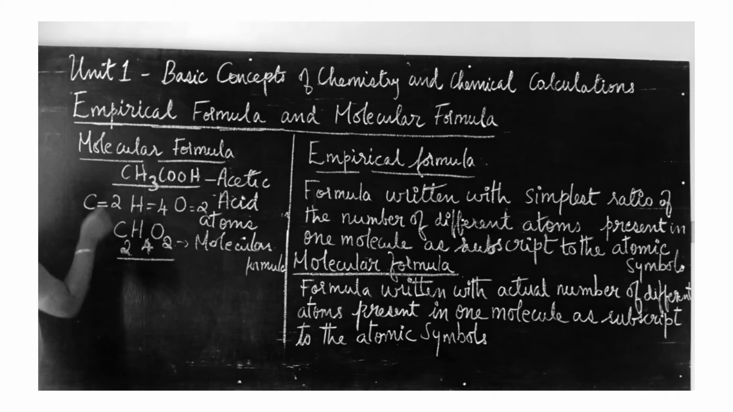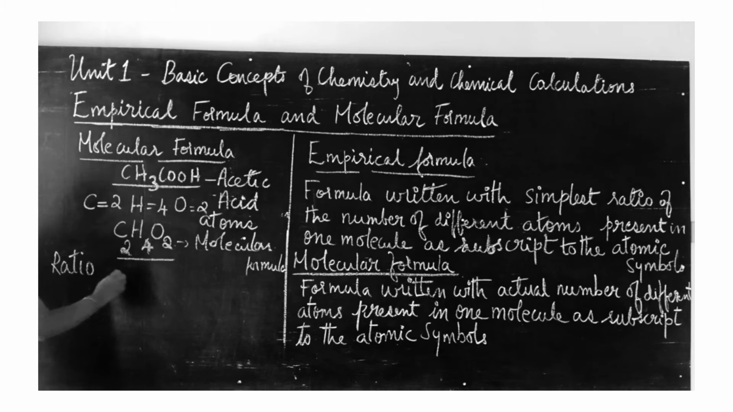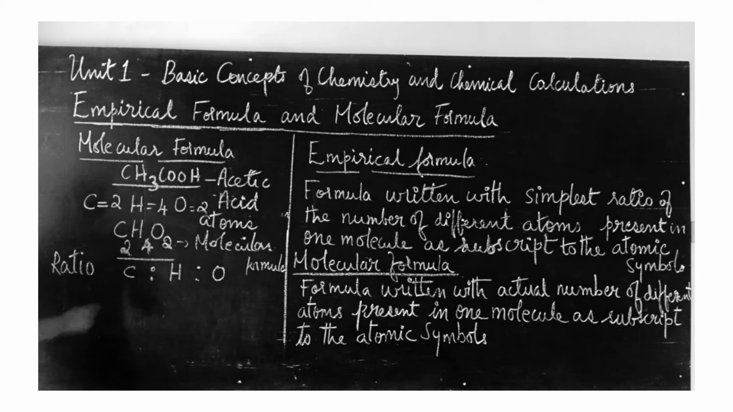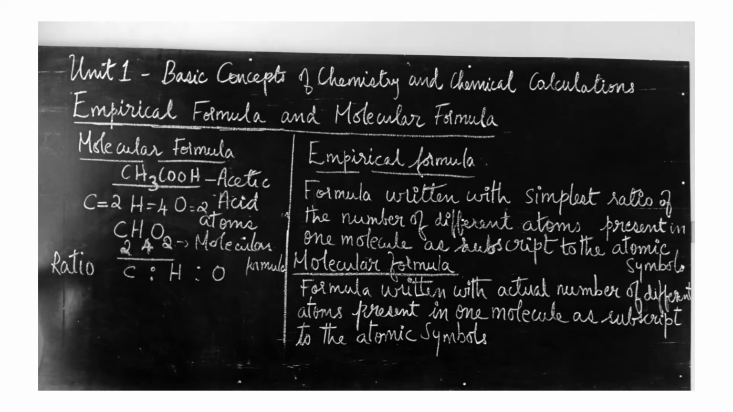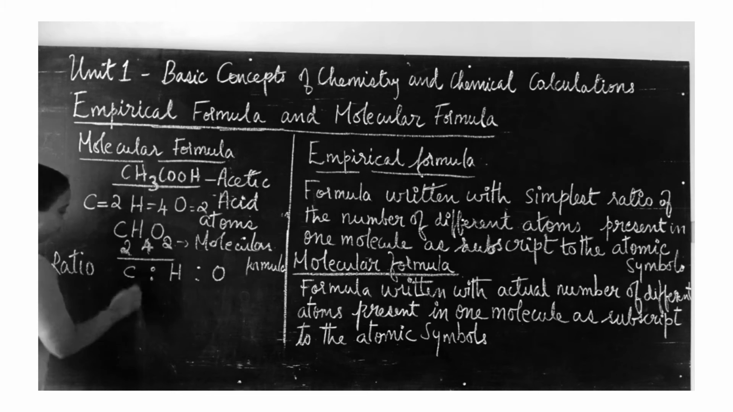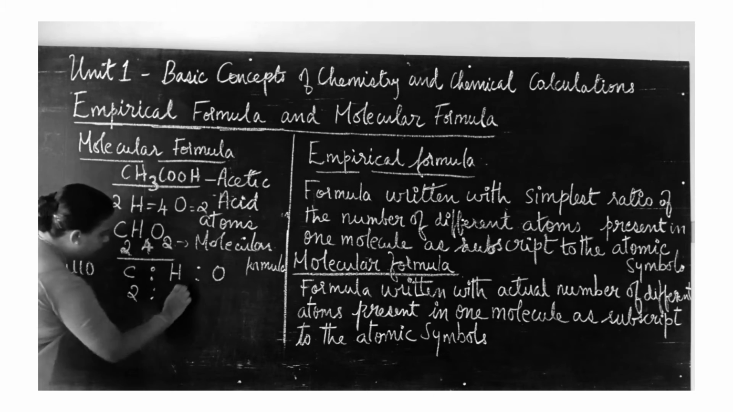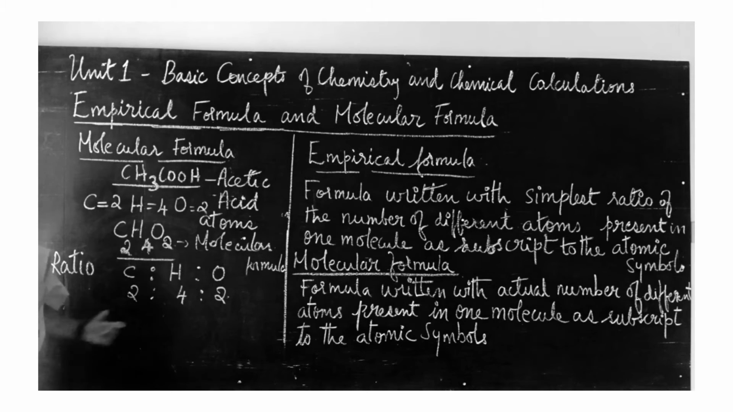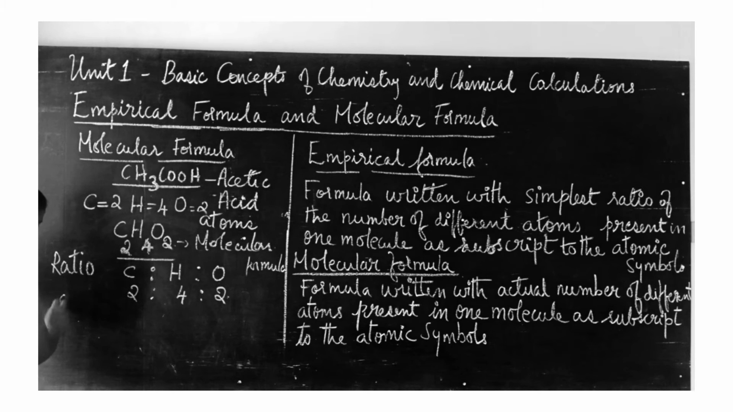Now, from this molecular formula, let us write the ratio of the atoms. Carbon is to hydrogen is to oxygen, because these are the atoms present in this compound. So, let us write the ratio. Carbon how many? 2. Hydrogen how many? 4. Oxygen how many? 2. So, this is the ratio. Now, we make this ratio into the simplest ratio.